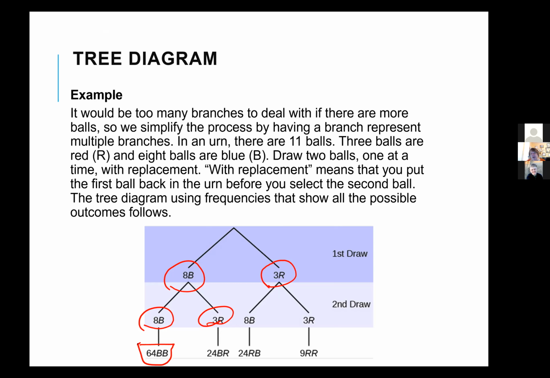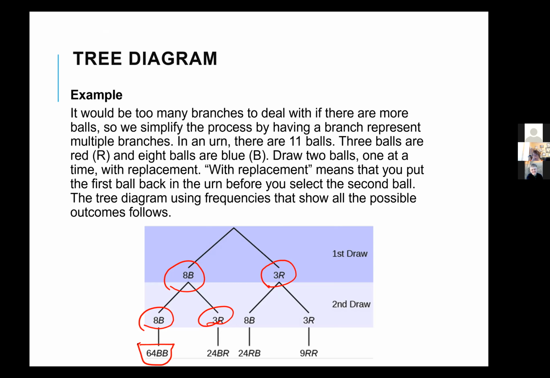Now, it's red, red. There are 3 outcomes that are red. If I put the ball back at the second draw, there are still 3 outcomes that are red. So the last set of outcomes in my sample space is 9 outcomes that are red, red. I'll write this out. So we have 64 outcomes that are blue, blue. We have 24 different outcomes that are blue, red. We have 24 different outcomes that are red, blue: red the first ball, blue the second. And we have 9 outcomes where you could draw a red one and then a red one.